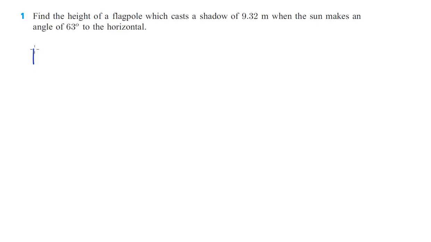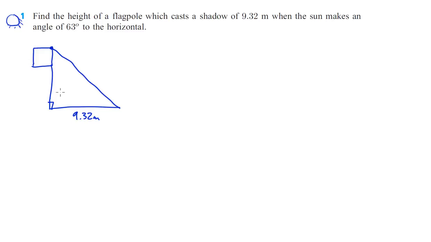So let's draw ourselves a picture here. All right, so there's our flagpole. It casts a shadow of 9.32 meters, so 9.32 meters is the shadow that it's casting, and the sun is up here somewhere. The sun makes an angle of 63 degrees to the horizontal. Here's the end of the shadow casting there.